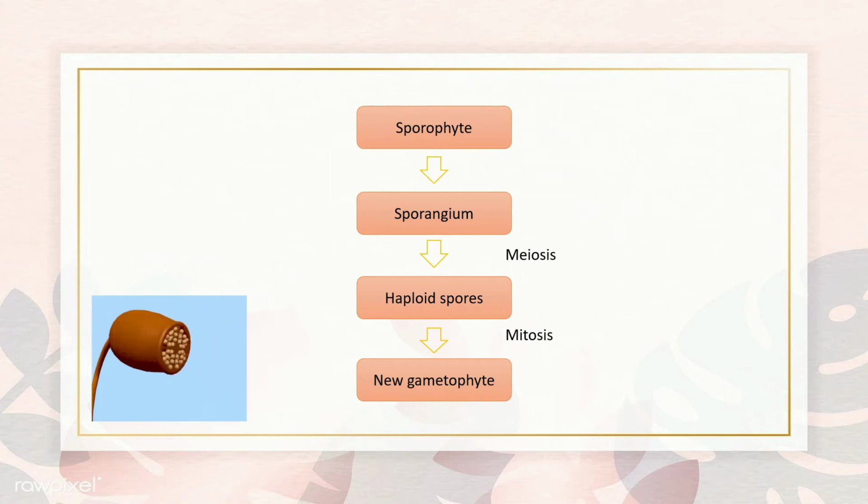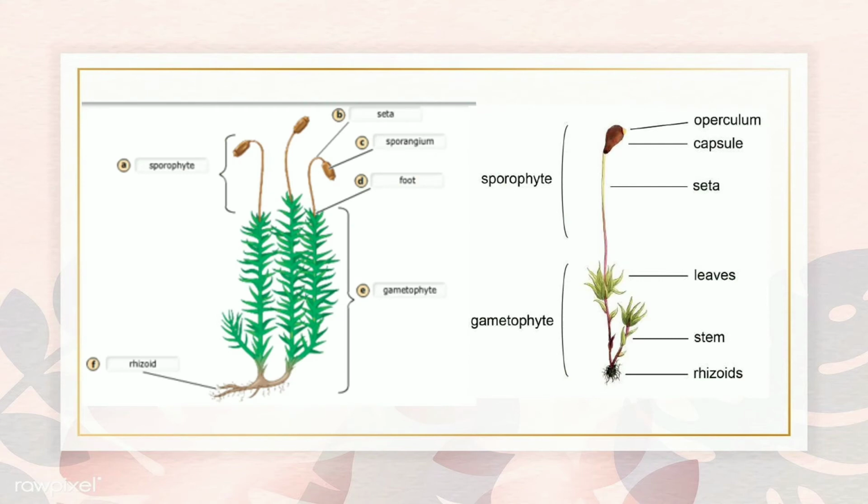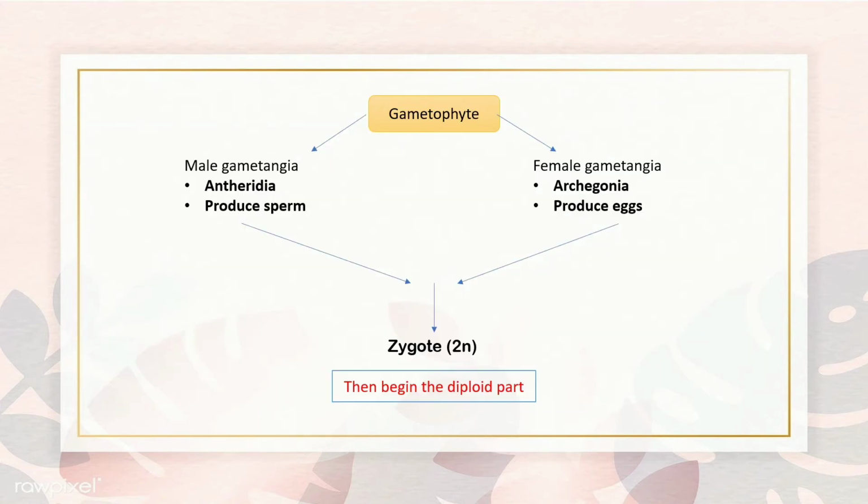Unlike the gametophyte. In this picture, we can see clearly what is the sporophyte. The sporophyte has a seta, sporangium, and foot, while the gametophyte has a rhizoid. Next, I will present about the gametophyte.